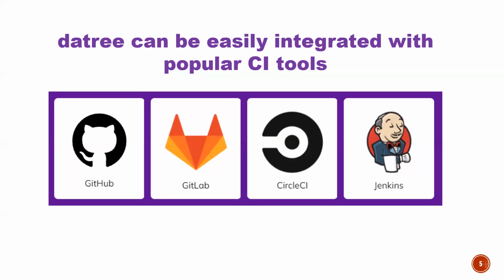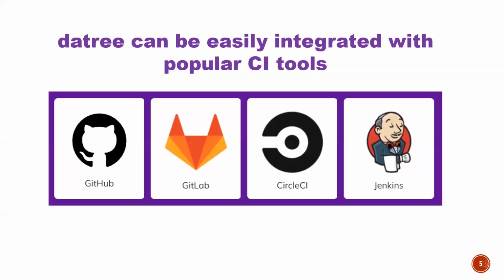Also, Datree can be easily integrated with popular CI tools like GitHub Actions, GitLab, CircleCI, and Jenkins. We are going to see a demo with Jenkins, but before that, let's install Datree locally and also verify Kubernetes manifest files.